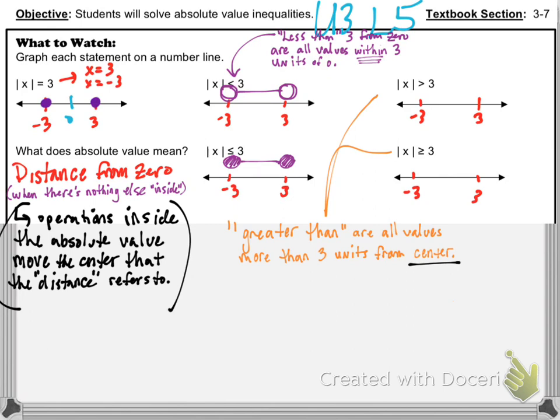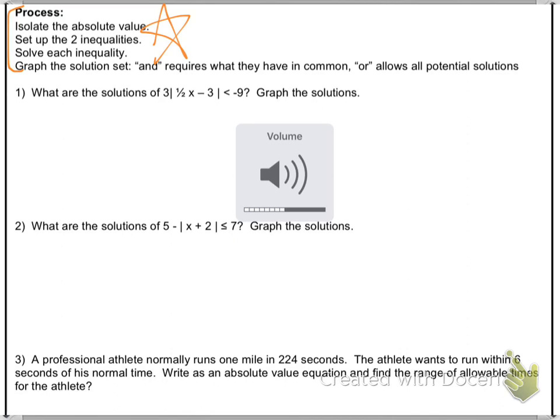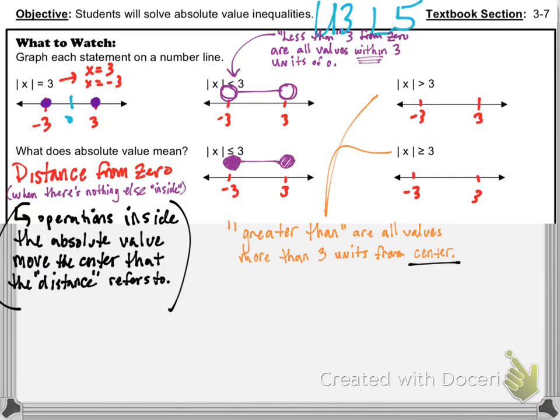So with these, we're going to start at the 3's and point outward. Everything that is more than... So we're going to start here. That's the answer. And then if it's filled in, because it's greater than or equal to. But those are things that are at 3 or further away from 0.